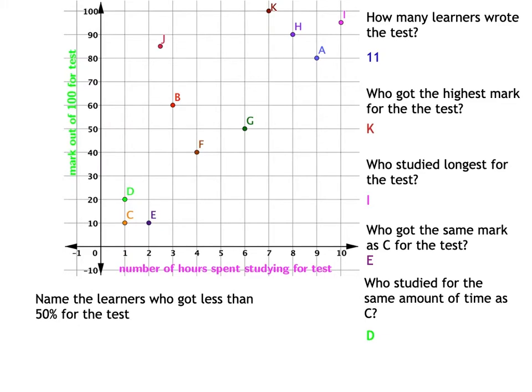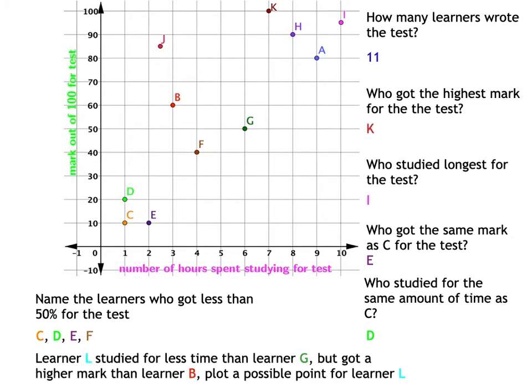Next question, name the learners who got less than 50% for the test. Well, where is the 50% mark? It's there. Who got less than it will be the learners who are below that, and that'll be C, D, E, and F.